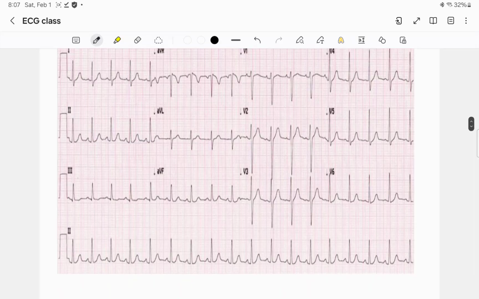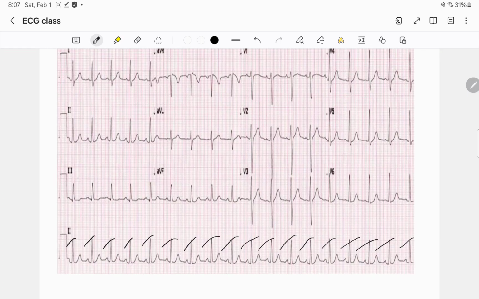So this ECG, let's do the rate. 1, 2, 3, 4, 5, 6, 7, 8, 9, 10, 11, 12, 13, 14, 15, 16, 17, 18. So 18 times 6 is 108. So this is 108 beats per minute. Let's check the rhythm. Is it sinus rhythm or not? So rate greater than 100, so already it can't be normal sinus rhythm.